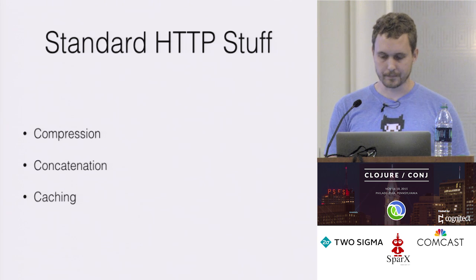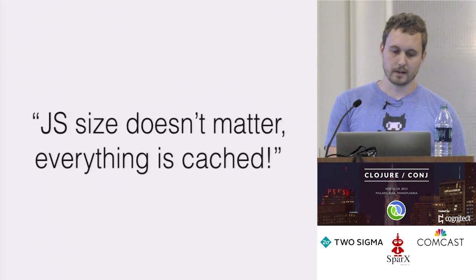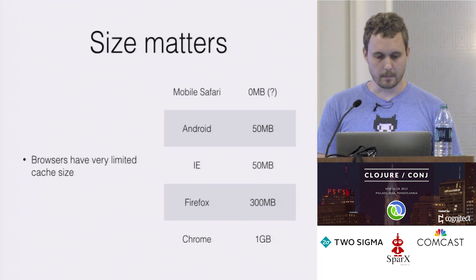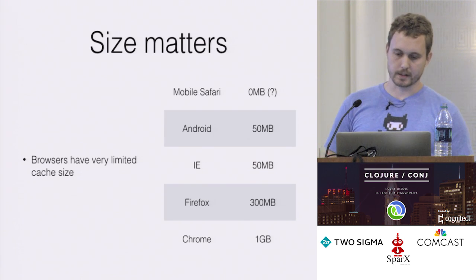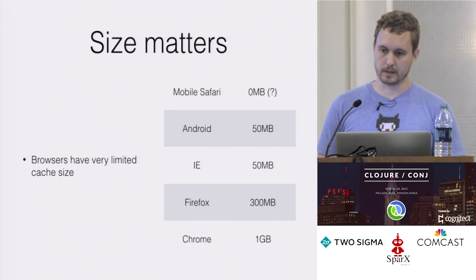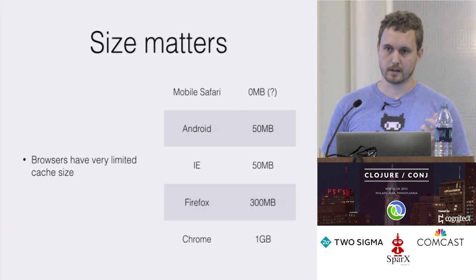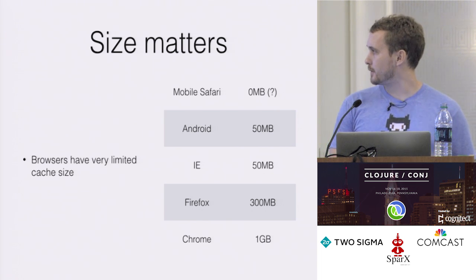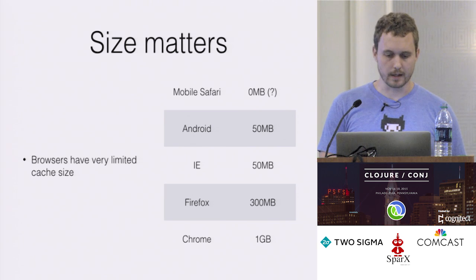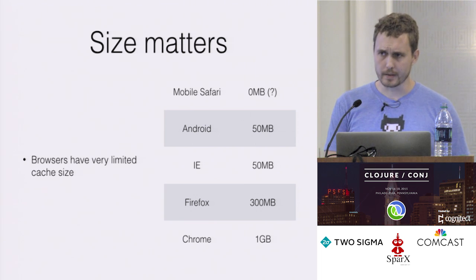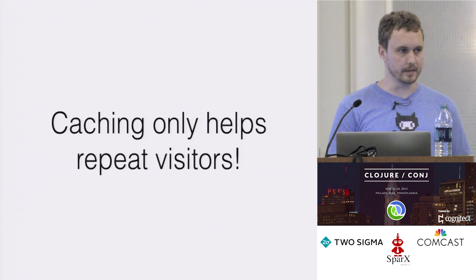Use caching for everything. And people always say, oh, JavaScript size doesn't matter, everything is cached. Well, not really. Mobile browsers have really terrible caching. Mobile Safari has essentially none. If the app restarts and you come back to it, there's no persistent cache. Android has a small cache, IE has a small cache. Firefox had a 50 meg cache until a year ago, and then Chrome was amazing when it came out with essentially infinite cache. The other point about this is that caching only helps repeat visitors.